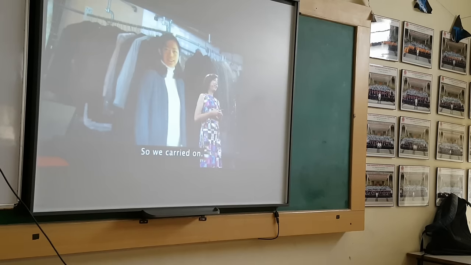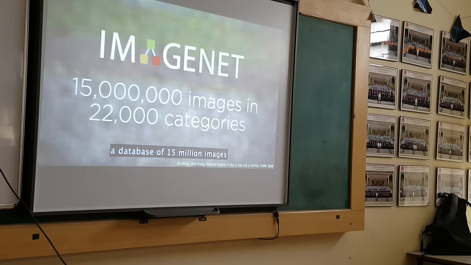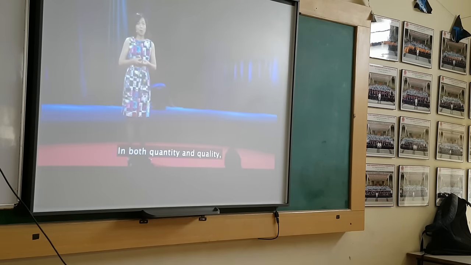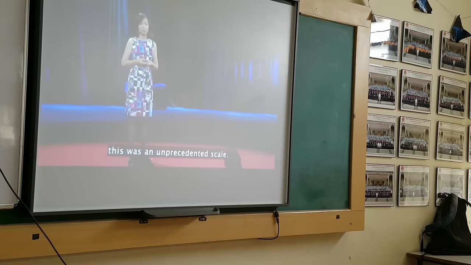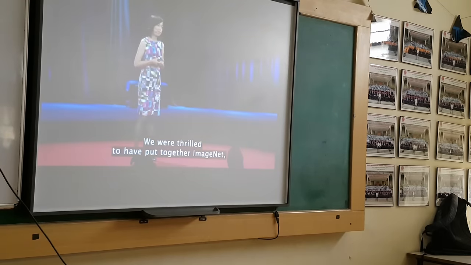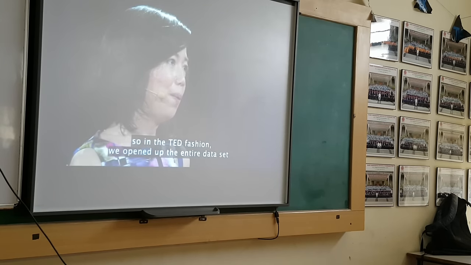So we carried on. In 2009, the ImageNet project delivered a database of 15 million images across 22,000 classes of objects and scenes, organized by everyday English words. In both quantity and quality, this was an unprecedented scale. As an example, in the case of cats, we have more than 62,000 cats of all kinds of looks and poses, and across all species of domestic and wild cats. We were thrilled to have put together ImageNet, and we wanted the whole research world to benefit from it. So in a TED fashion, we opened up the entire dataset to the worldwide research community for free.